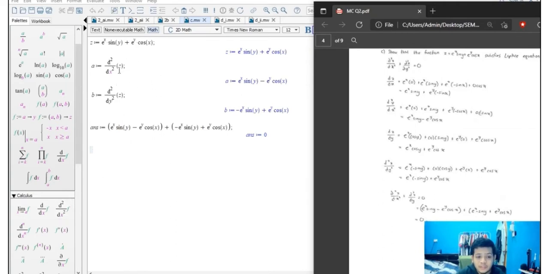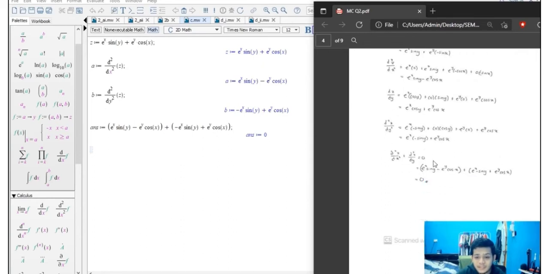When we get dz per dx and dz per dy, we get this answer. The question wants a plus b equal to 0. From my Maple, it is equal to 0. My manual calculation is the same as this Maple, and I also got 0. So the answer is correct.